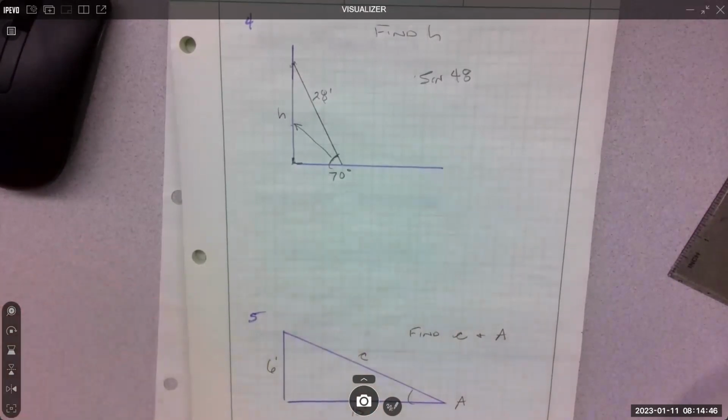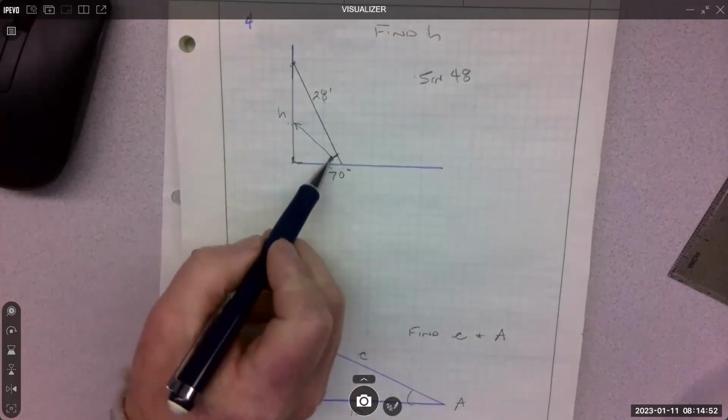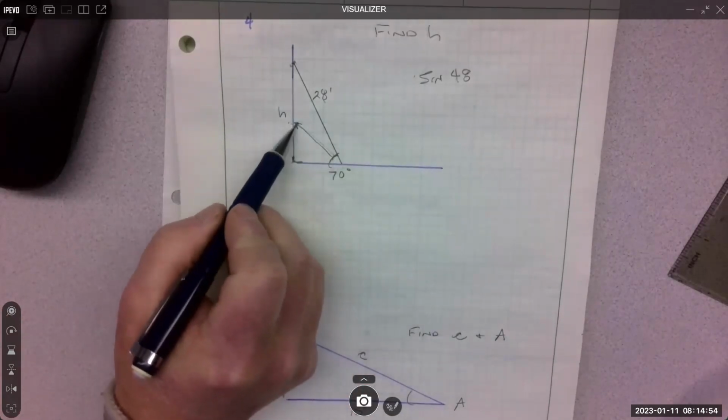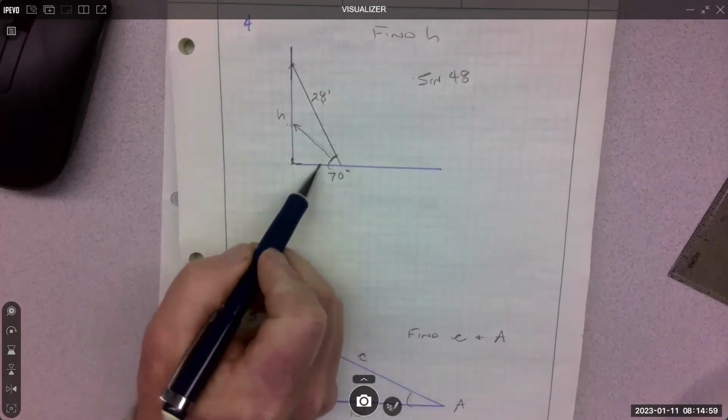Yeah, it's opposite the angle you know. So here's the angle I know. Here's what I want to know. It's opposite of it. Opposite should trigger sine. Adjacent should trigger cosine.